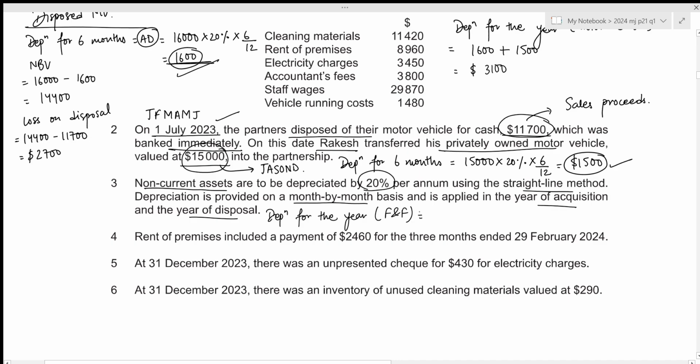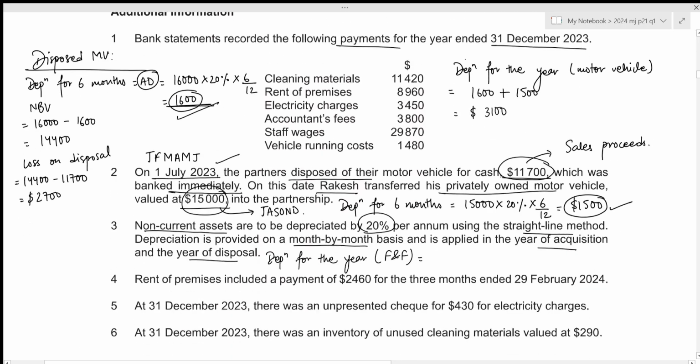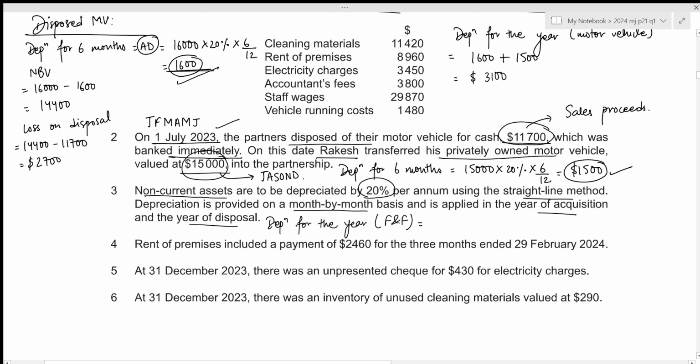We can start with the cost given above, and the cost for furniture, okay, this one is furniture and equipment, it's 14,000. Okay, furniture and equipment, we have the cost of 14,000, and this one is used for the entire year, so we can just multiply it by 20%, and this will result in the value of 2,800.